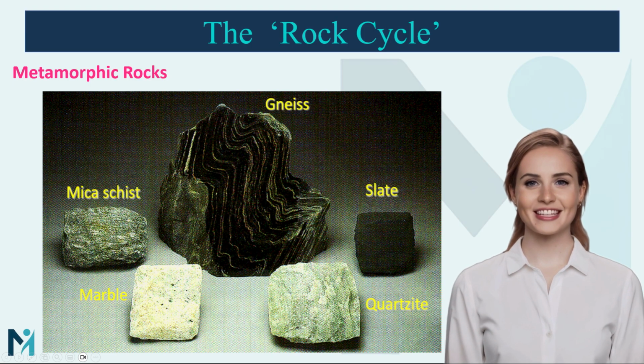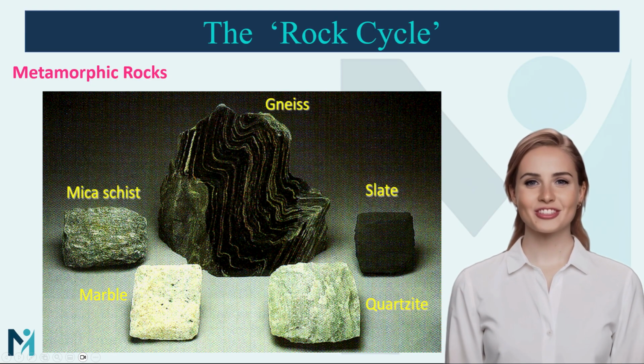It's a fantastic example of how a relatively soft rock can be transformed into a durable, beautiful material under heat and pressure. Lastly, let's look at quartzite. Quartzite is the metamorphic equivalent of sandstone and is composed almost entirely of silica, SiO2. It forms when sandstone is buried deep in the earth and subjected to heat and pressure, which fuses the quartz grains together into a dense, hard rock.